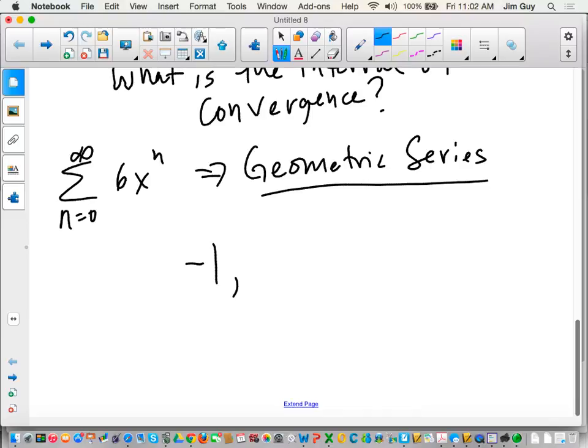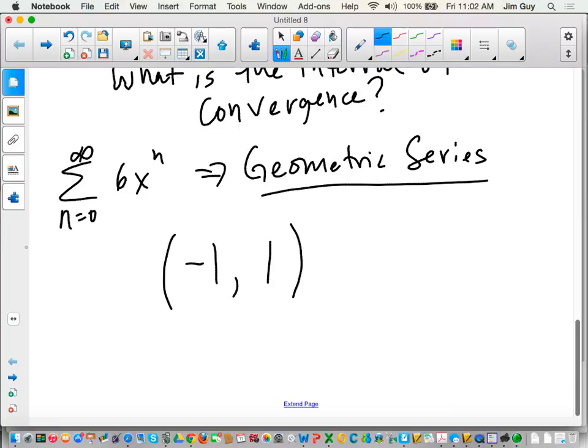Including the endpoints or not including the endpoints? Not. So round parentheses or square brackets? Round parentheses. This is my interval notation. It can't be 1 or negative 1 because that would cause it to diverge. As long as you put a value in between there into that equation, you will get the same answer for the power series as you would for the function 1 over 1 minus x.